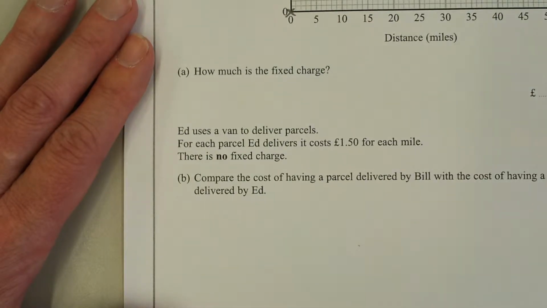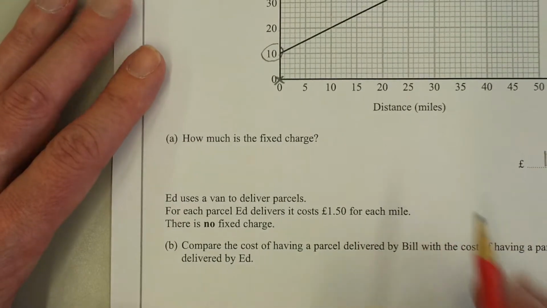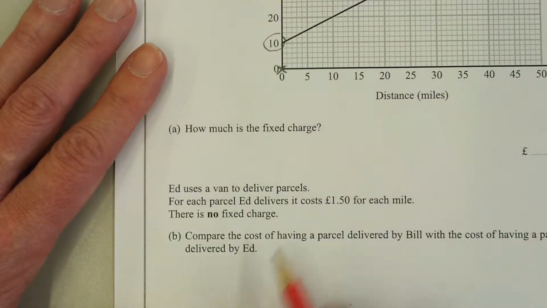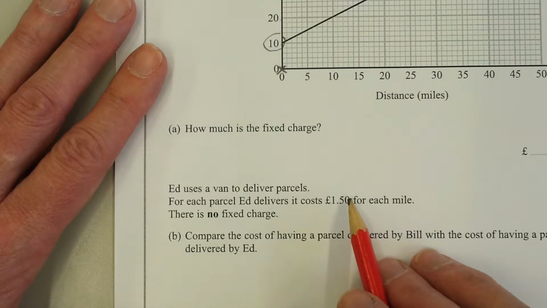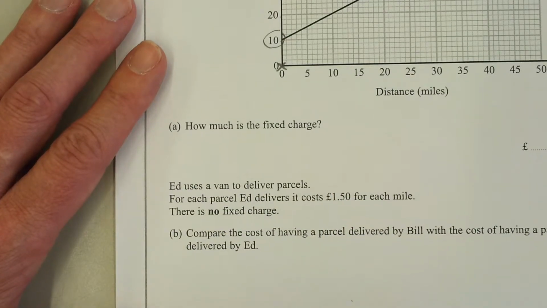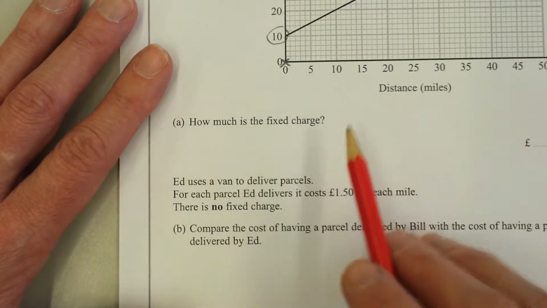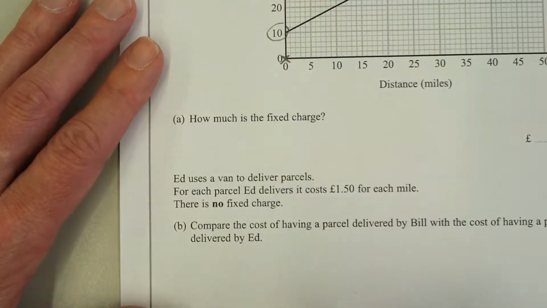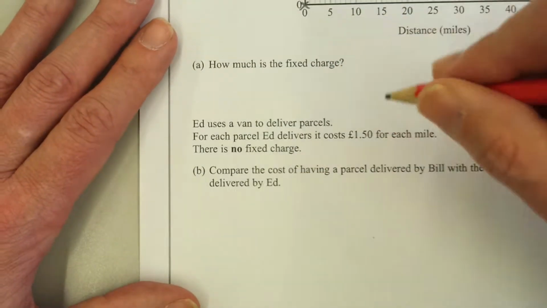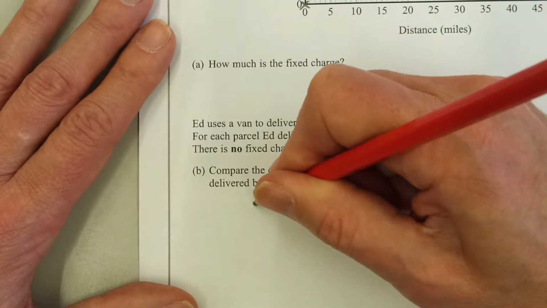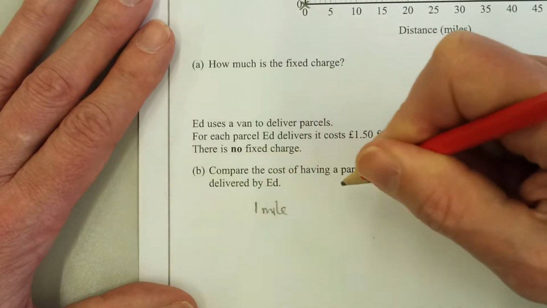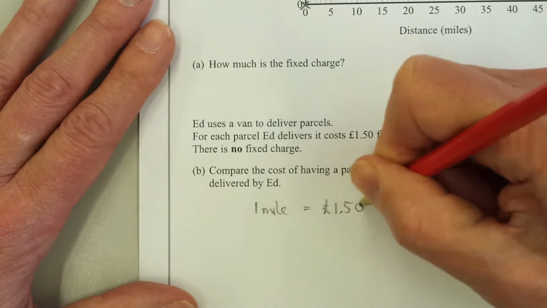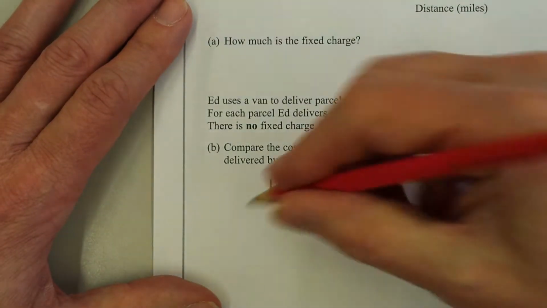delivered by Ed. So, probably the best thing to do is try and fit some values for this one here, where it's £1.50 for each mile. Now £1.50 is quite awkward to fit on there for each mile, so let's go up and say tens. So if 1 mile would equal £1.50, so let's try 10 miles.